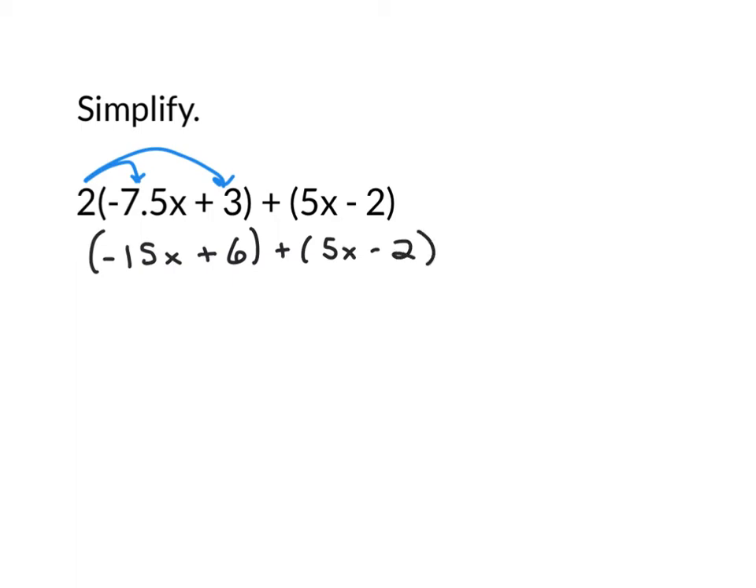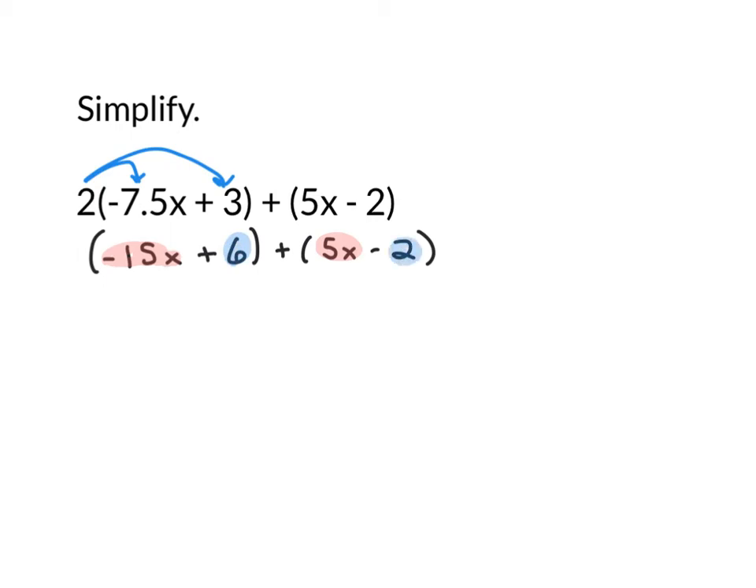Now our expression looks a little bit more like the problems we have been solving. Our first step is to identify the like terms. This negative 15x is a like term with 5x. They are like terms because of the variable x. Same variable at the same power. That leaves us with the constants or numbers. We have a 6 and we have a 2.